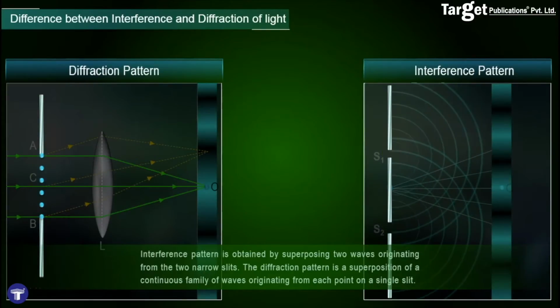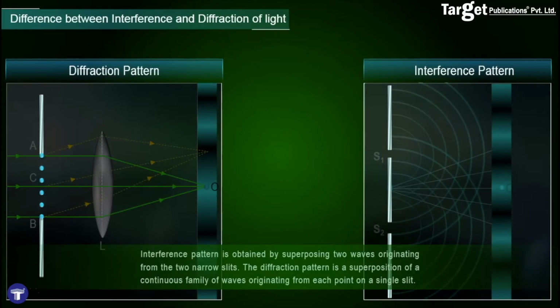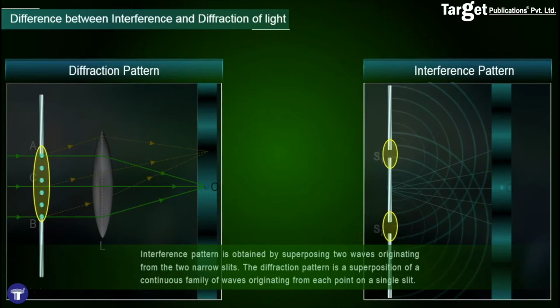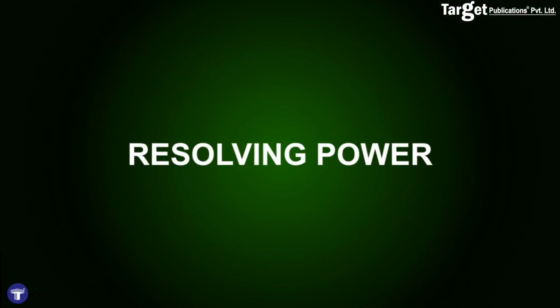Secondly, we also saw that interference was obtained from two waves originating from two narrow slits. The diffraction pattern, on the other hand, is a superposition of a continuous family of waves, that is, from infinite sources originating from each point on a single slit. So this was the difference between the diffraction and the interference pattern.